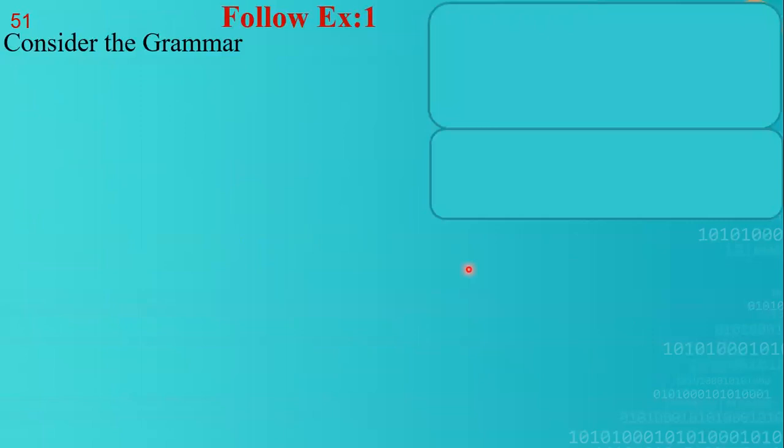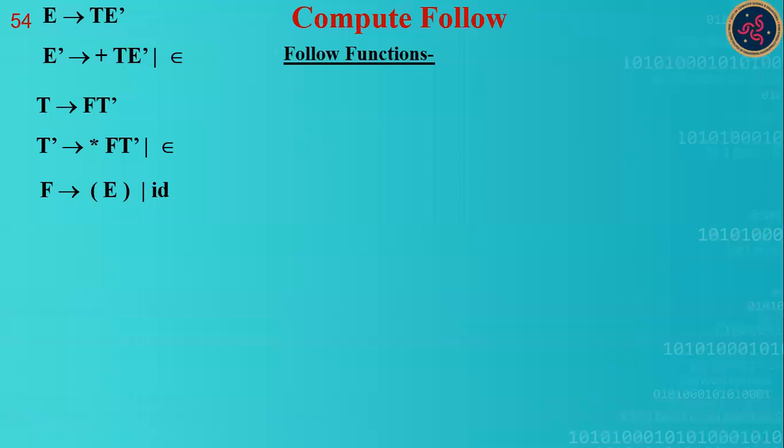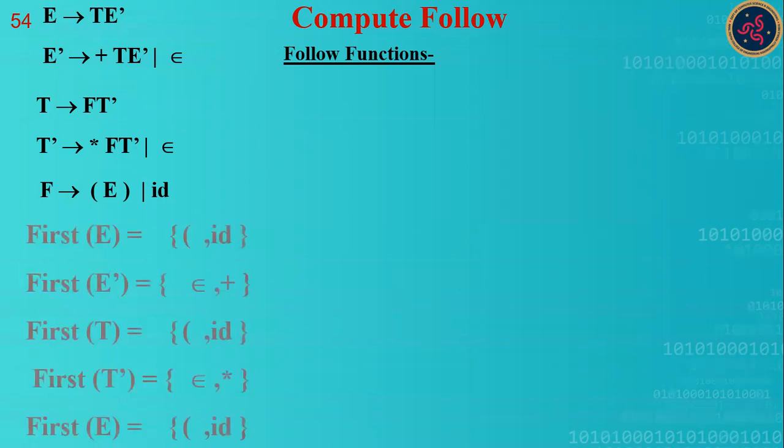Here we can consider the same grammar and find the follow function. This is the grammar, and we have removed all the left recursion. This is the same grammar as in the first function. We have already found the first of every non-terminal, that is E, E prime, T, T prime, and F. So I'm directly taking the values for this grammar.